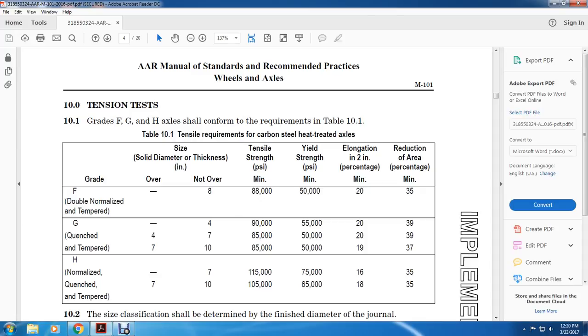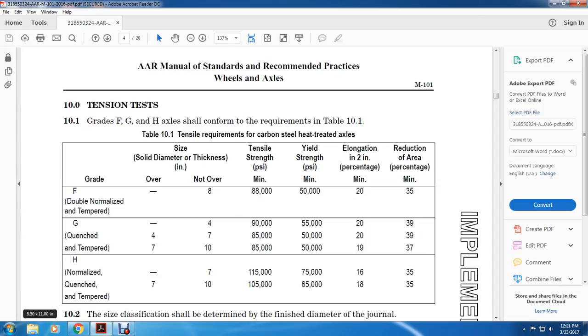Quenched and tempered, over 4 but not over 7, 85,000 tensile strength, yield strength 50,000 psi, 20% elongation in 2 inches, reduction of area 39%. Tempered, grade G, over 7 but not over 10, 85,000 tensile strength, 50,000 yield strength, 19% elongation in 2 inches, 37% reduction of area.